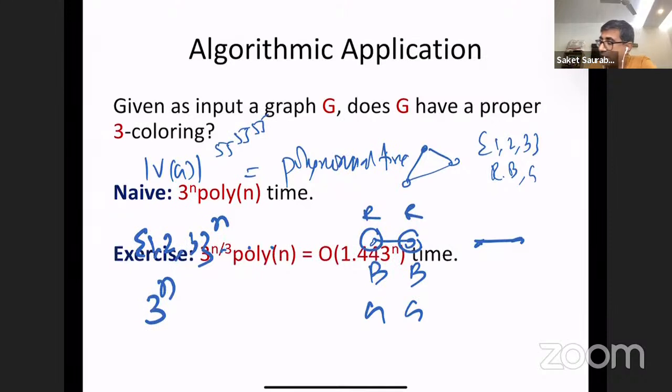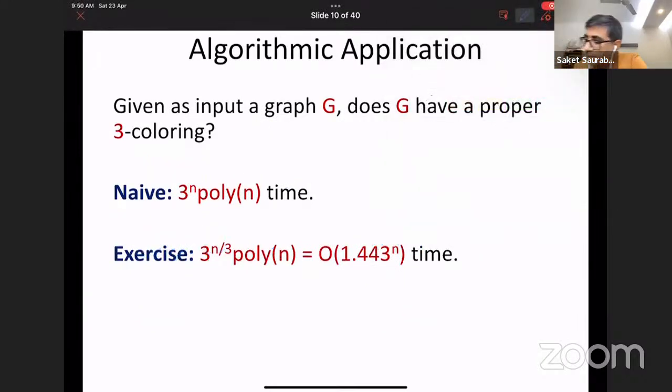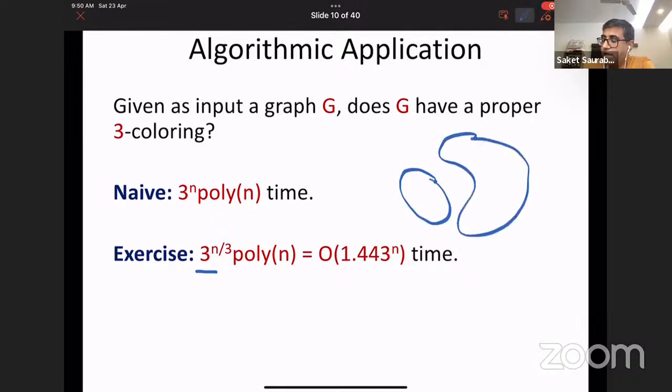But what we can do actually is that, using the bound on maximal independent sets, we can come up with an algorithm that runs in this time. It's an exercise, but what you can say is, look, I enumerate one maximal independent set, and then for the remaining graph, I check whether it is 2 colorable or not. And this test of whether a graph is 2 colorable is polynomial time.